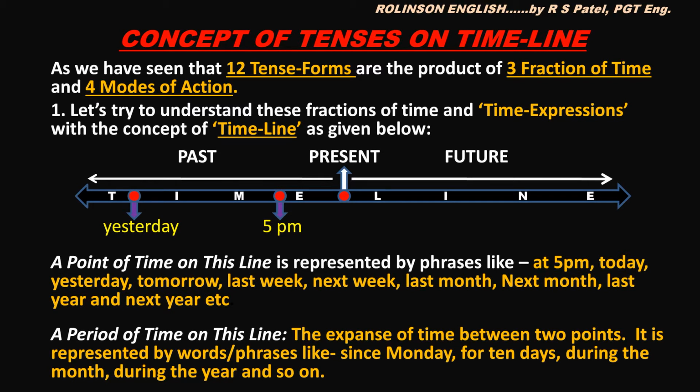As we have seen, 12 tense forms are the product of 3 fractions of time and 4 modes of action. You know it? Now let us try to understand these fractions of time and time expressions with the concept of a timeline as given below. This is an innovation. Try to understand with me.